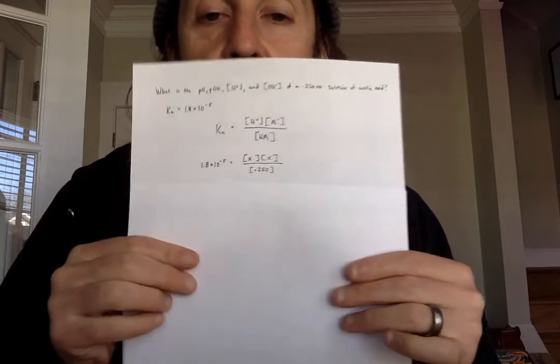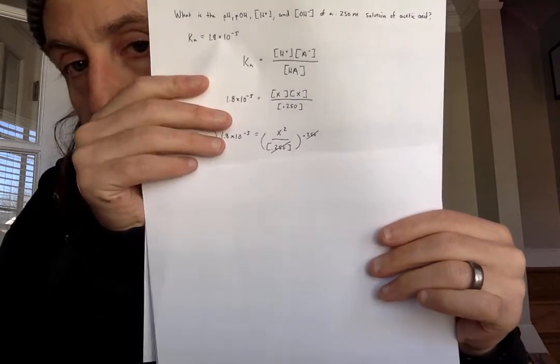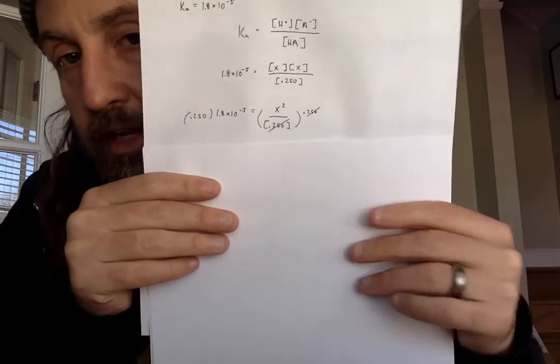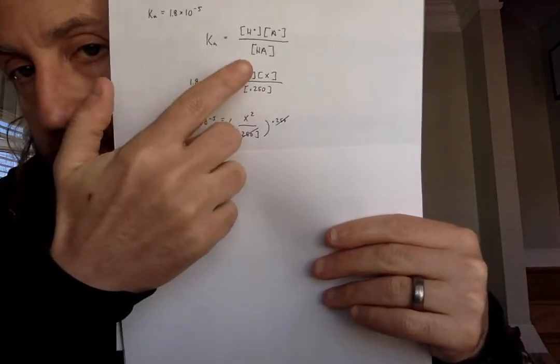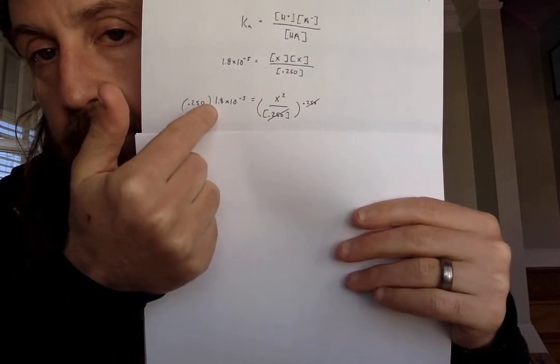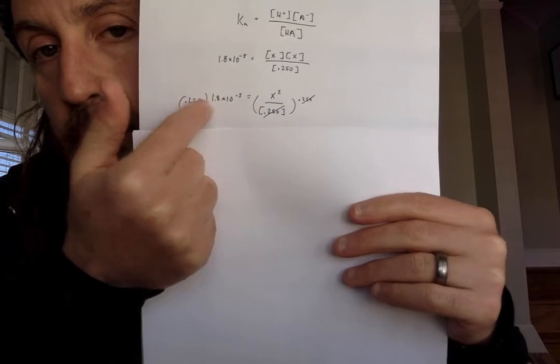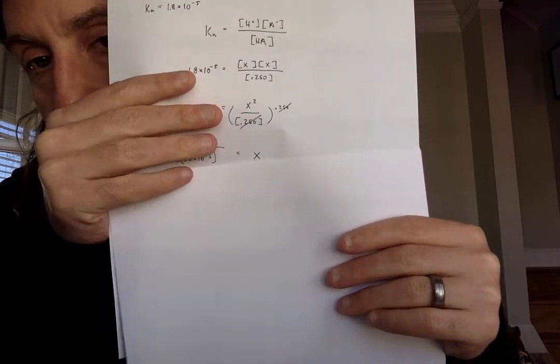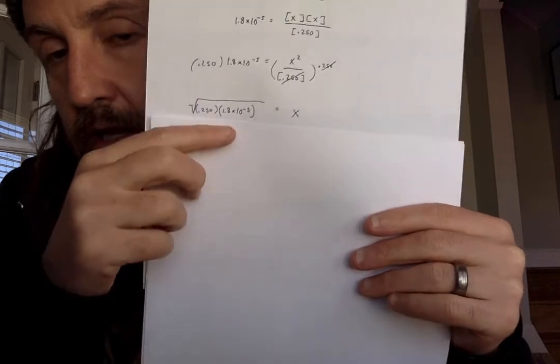So we plug in here, and then, okay, what I did is I multiplied both sides by the denominator, and that gets me down to here. I'm ready to take the square root of that, and then that'll get me my x, and that x is going to be my hydrogen ion concentration. I forgot to take the square root of it last time. It was not my most shining moment.